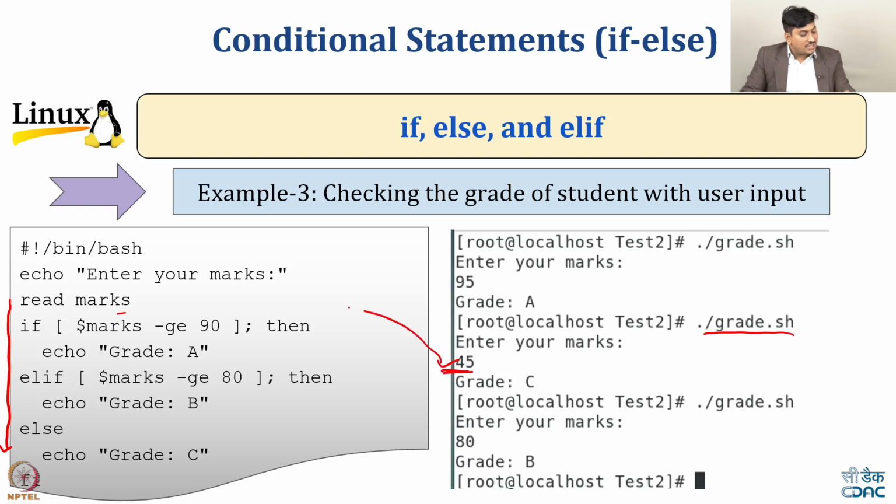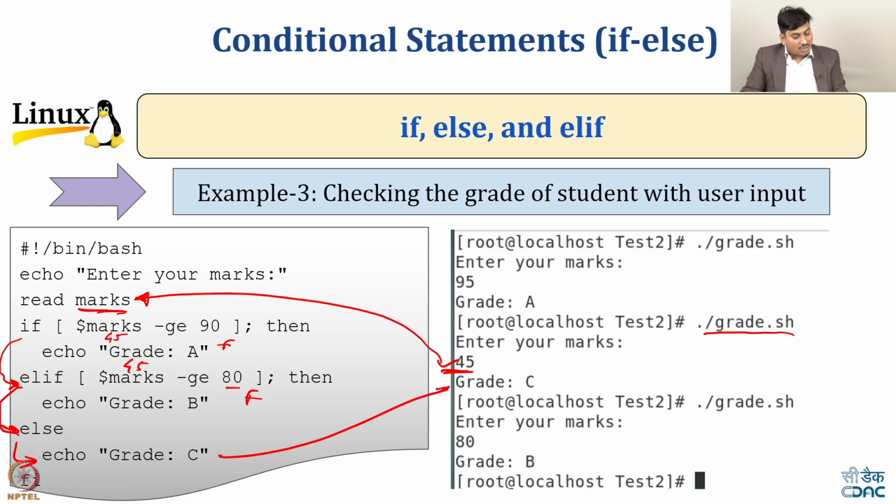Then once again this 45 number will be assigned to this marks variable, and it will check whether this 45 is greater than or equal to 5. It is false, no. So now just move to another condition here. Here as well it will check this 45, is it greater than or equal to 80? Here also it is false. Then move to next, and just print this. So you can see that this particular output has been printed.